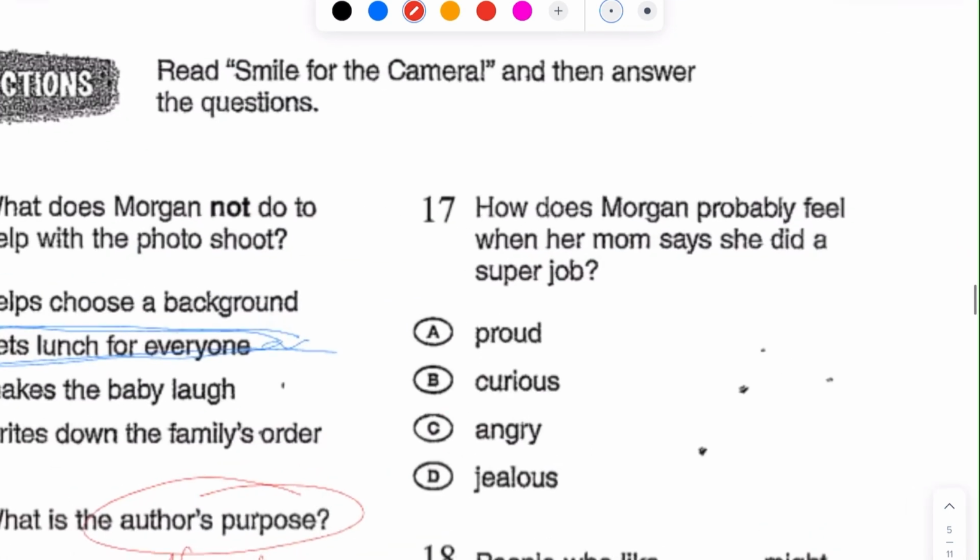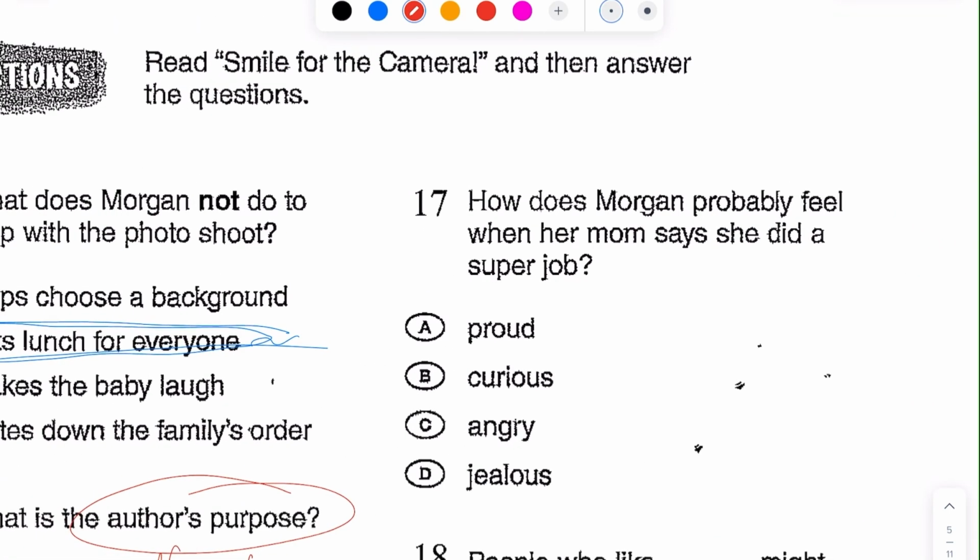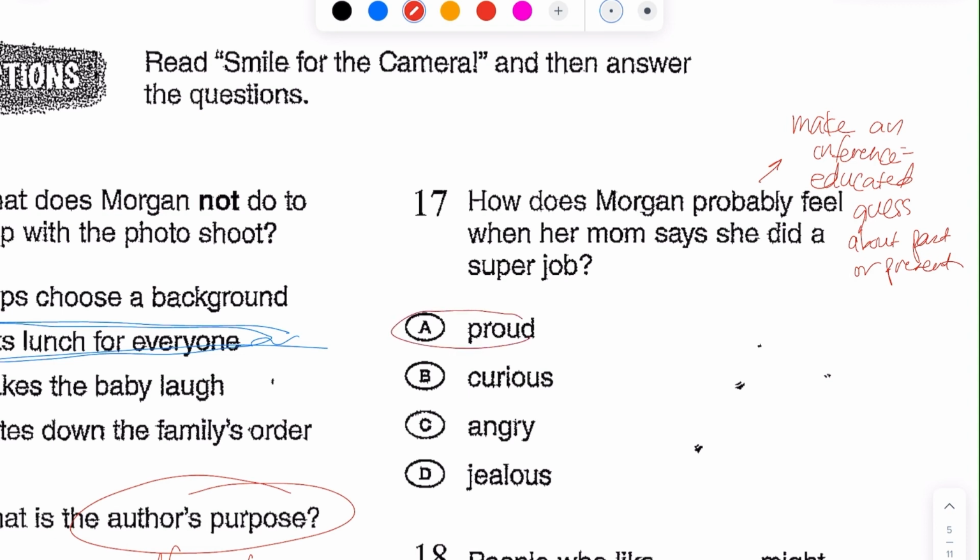Next, for number 17, how does Morgan probably feel when her mom says she did a super job? So here the keyword is probably, so you have to make an inference, which is an educated guess about the past or present. So in this case, if someone tells you how well of a job you did, then of course you should feel choice A, proud, which means you're happy of your own work. You should be proud, and you have a feeling of intense pride. So that means that you're just really, really happy about your work.